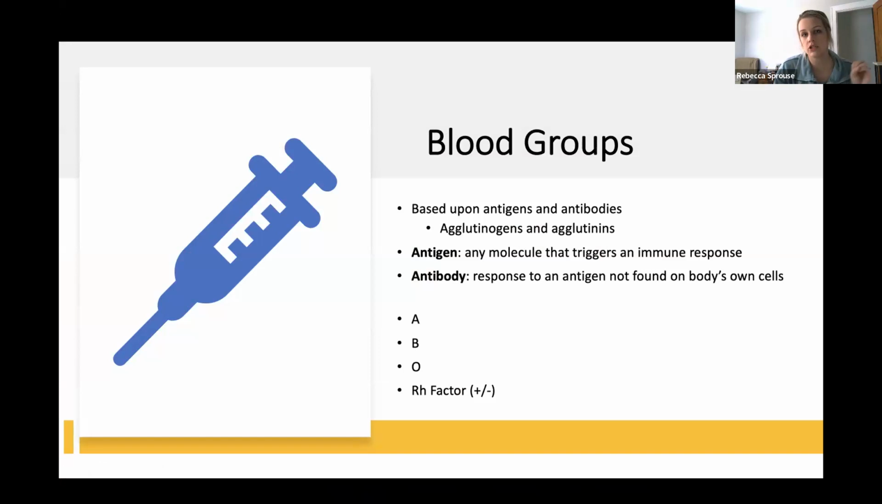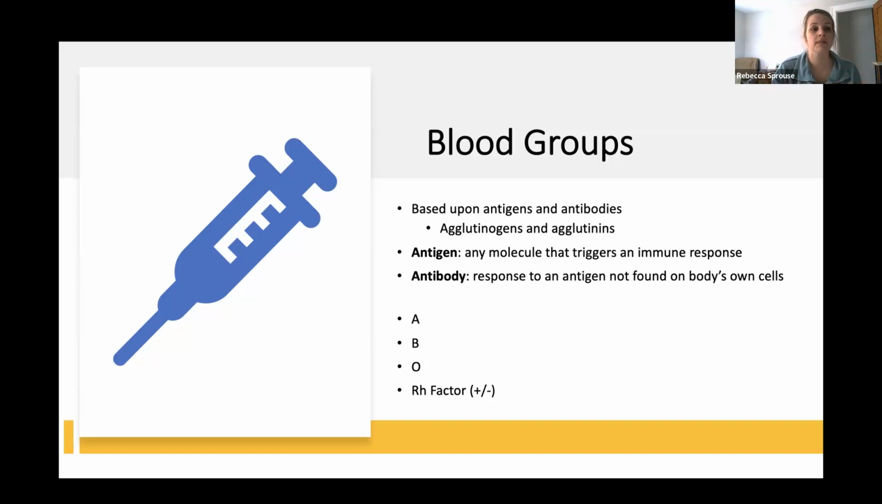So this is not an immunology class, but for the sake of this, we do need to talk about what those are. An antigen is any molecule that triggers an immune response. In this case, the antigens are on the surface of your red blood cell. Those are kind of your label. Antibodies are little proteins that circulate in the blood plasma, and those respond to an antigen that is non-self for the body. So anything that seems foreign to the body, those antibodies are going to respond. They're kind of like little soldiers, and they're going to take care of that.